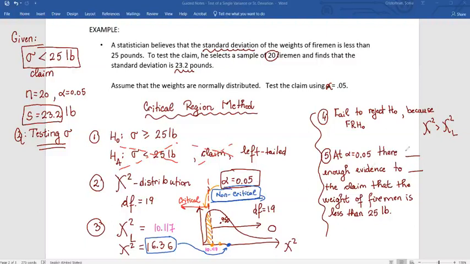So we will say there is not, because we start with fail. When you start with fail, you say there is not enough evidence to, are we supporting or rejecting the claim? We do not have enough evidence to support the claim. And with this, we've done our first test for a single population standard deviation. We will do one more example, but this time we will be using the p-value method.